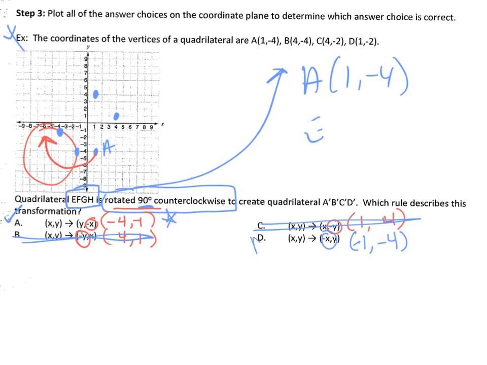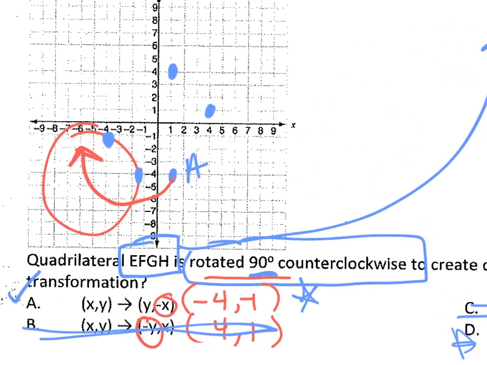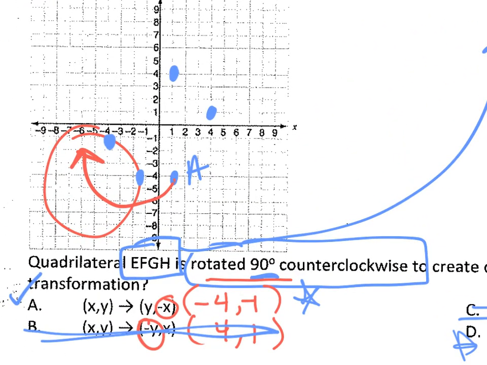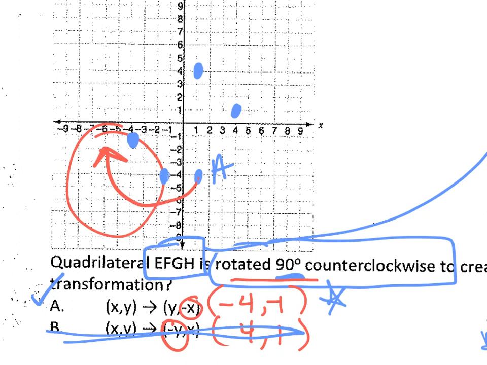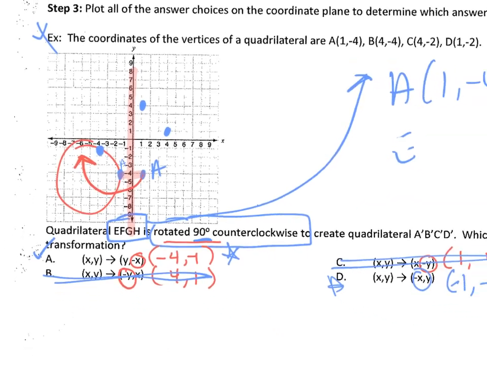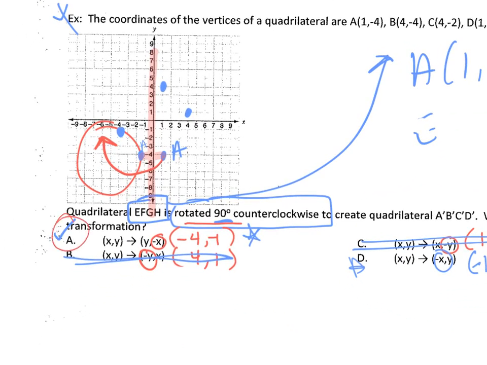Because D, although it's in the right quadrant, it's directly across from that A, that point. Okay, it's not going to ever look like that when you've got rotations. This would be probably a reflection because it's the exact spacing away from your original point. Okay, that's never going to be the case with rotations. They're always going to be turning and moving. Okay, so we're going to go with A.